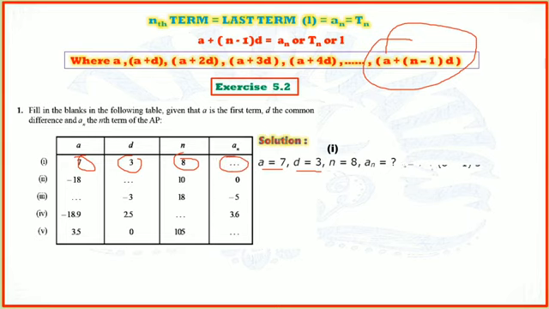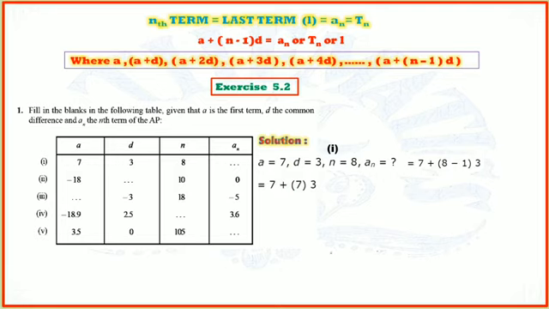We'll simply put in this formula: a is 7, n is the number of terms, that is 8, then minus 1, into d, and d is given as 3. So let us solve. 7 plus (8 minus 1) into 3, so 7 into 3 is 21, and 21 plus 7 is equal to 28. That is the nth term for this first question.